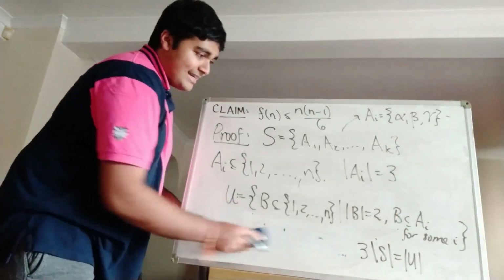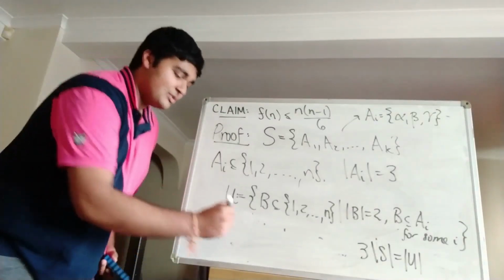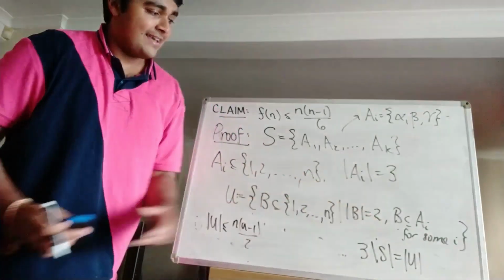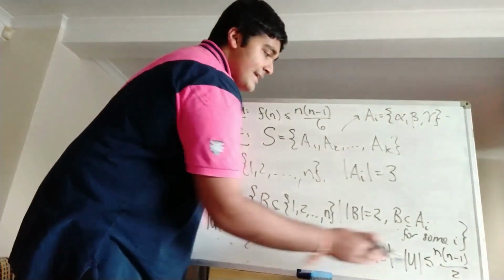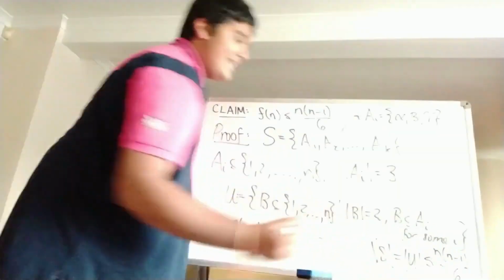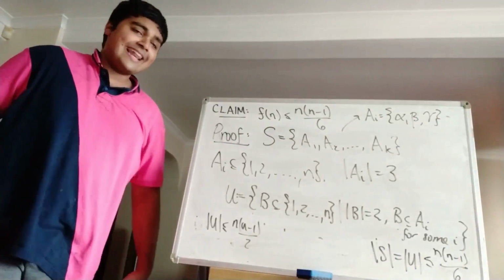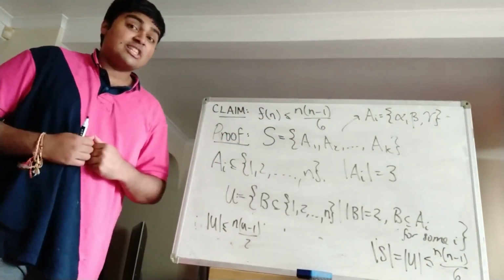So we get that the cardinality of U is less than or equal to n choose 2, but n choose 2 is simply n times n minus 1 over 2. Plugging that in, we get 3 times S is less than or equal to n times n minus 1 over 2, and then dividing both sides by 3 gives us S is less than or equal to n times n minus 1 over 6, which is exactly what we claimed. So that proves the upper bound part. Let me clean up the whiteboard and we'll move on to the lower bound.